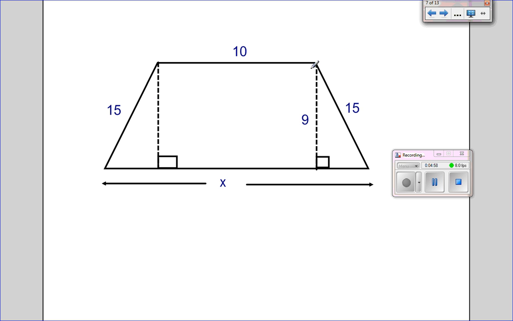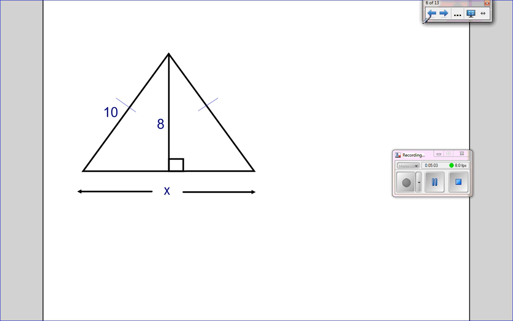On this one, you're looking at the same issue. 9 goes here, 9 goes here, so you can solve for this side and this side. And then here, you know that this is 8, so this is 10 because it's isosceles, and you can solve for this missing side using the Pythagorean theorem.